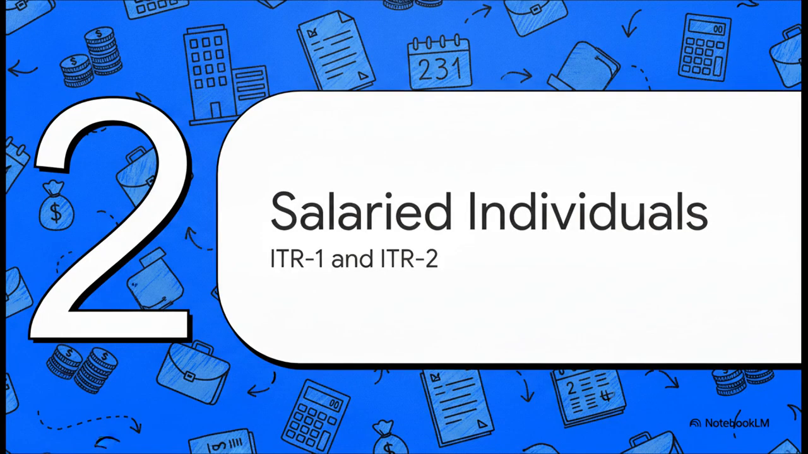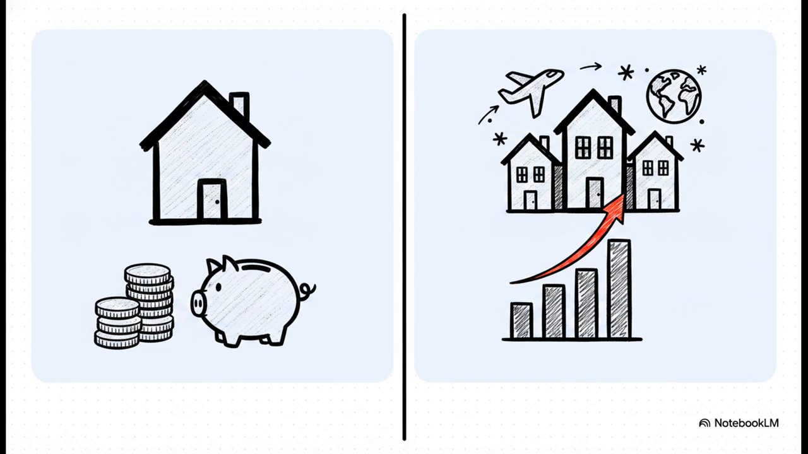Moving right along to Section 2, Forms for Salaried Individuals. Now, there's a pretty clear line between a simple financial life and a slightly more complex one. If you've got a straightforward salary, maybe you own one house property, and you earn a little bit of interest from your bank account, ITR1, also known as Sahaj, which translates to simple, is your ideal candidate. It's basically jumping up and down saying, hire me.